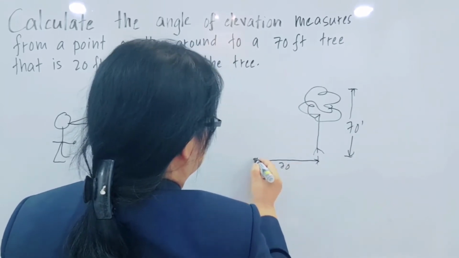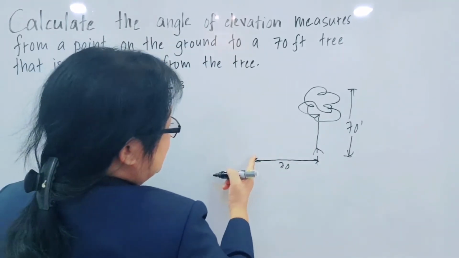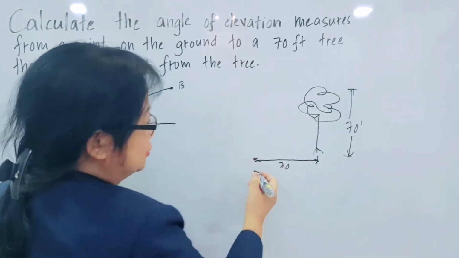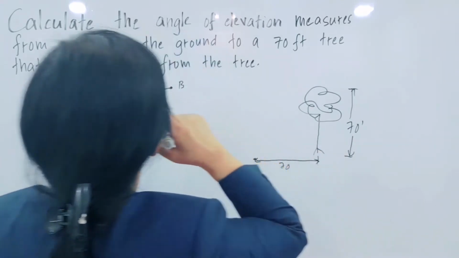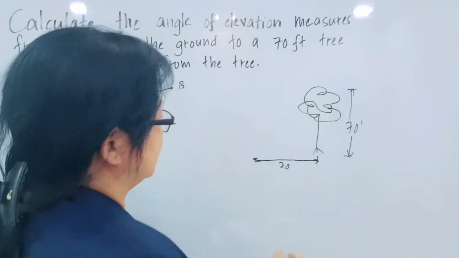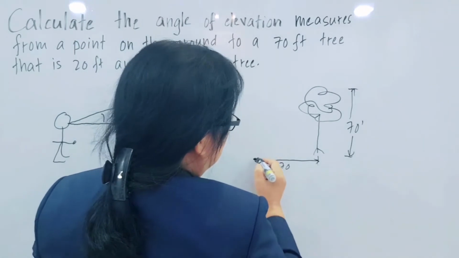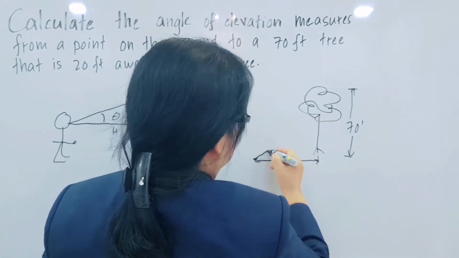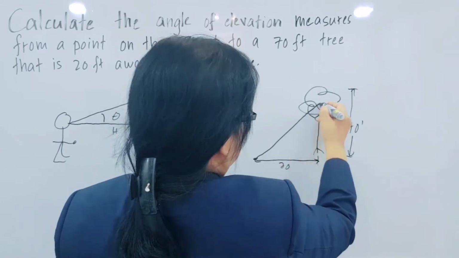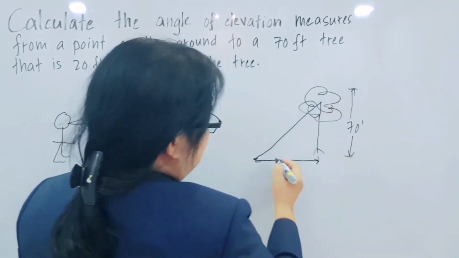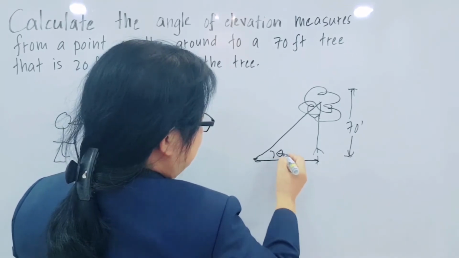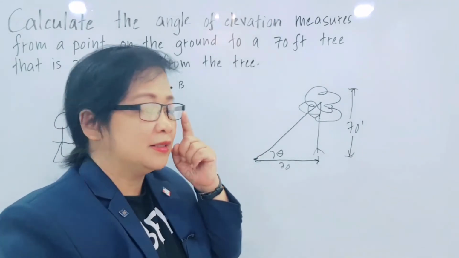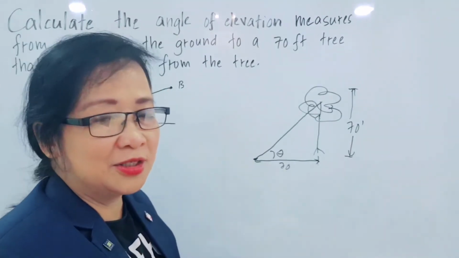This is the point where we take the angle of elevation. So, calculate the angle of elevation. That means looking at the top, looking at the tree. So, this is the angle of elevation. Therefore, this can be solved using the trigonometric function which is tangent.